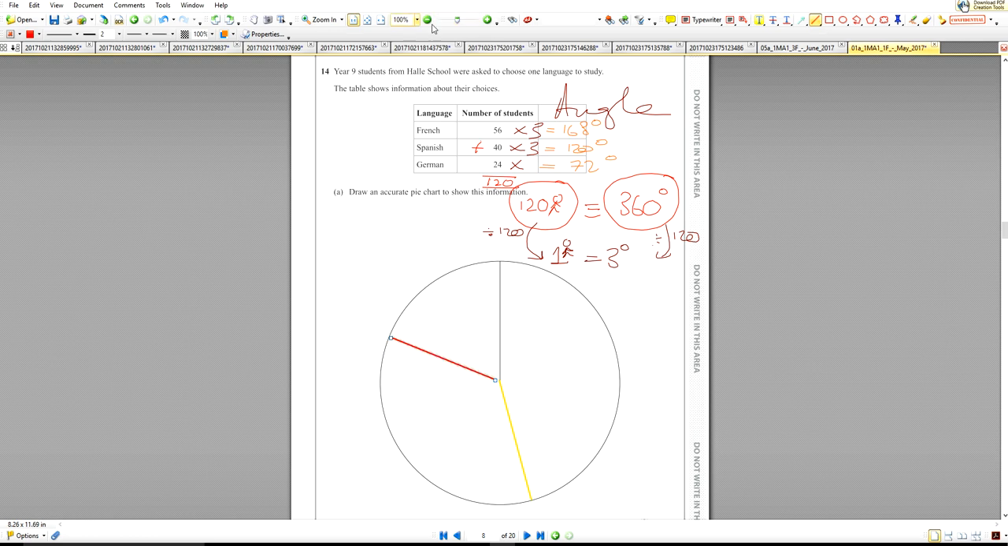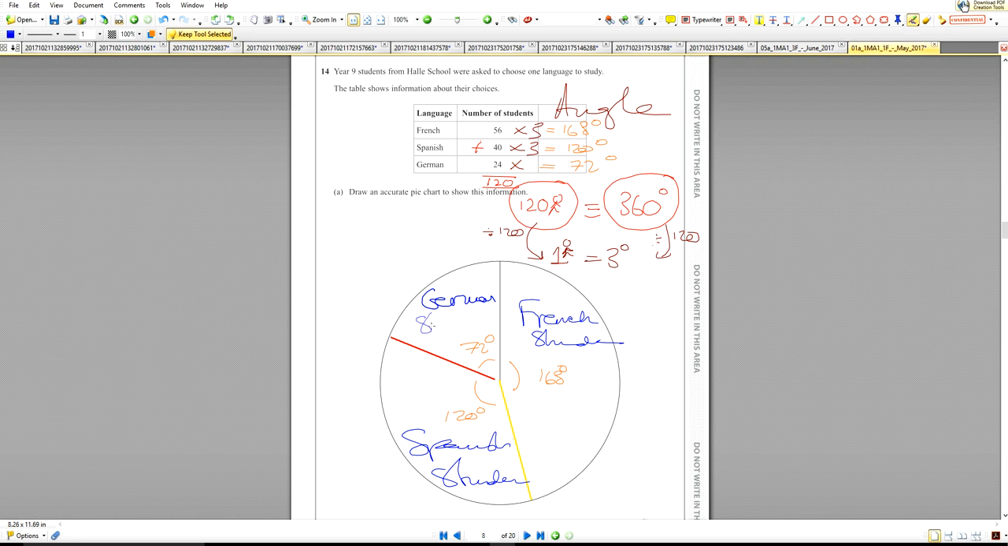I'll put the angles in there for you so you can double check it at home or when you're doing the paper. So we have here 72 degrees is this angle, and this angle should be 168, and this last angle, this one here, should be 120. So we need to label a bit. This one's going to be French students, this one's going to be Spanish students, and this last one's going to be German students. And that's our question for 14A.